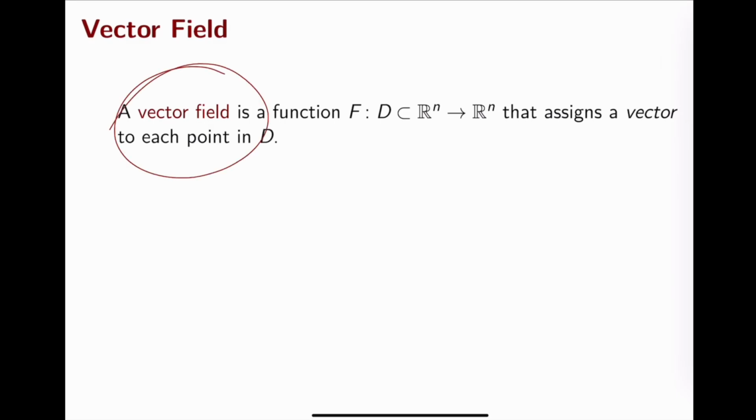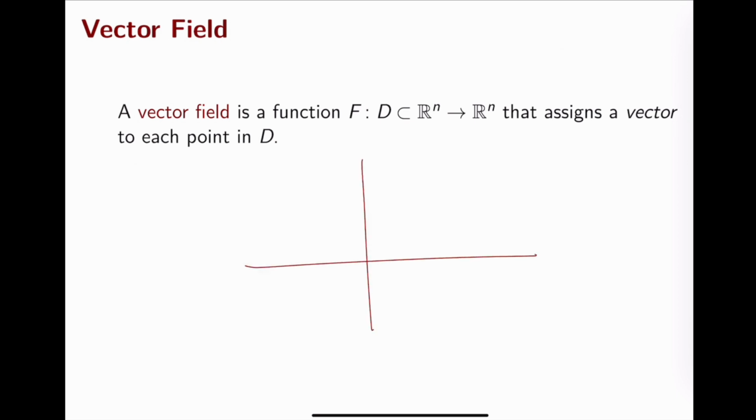A vector field is a function that assigns a vector to any point in the space. So for each point in the space we will have an associated vector. Depending on the function, the vector can be anywhere. Each function will have some particular vectors, but in general, for any point in the space we will have a vector associated.